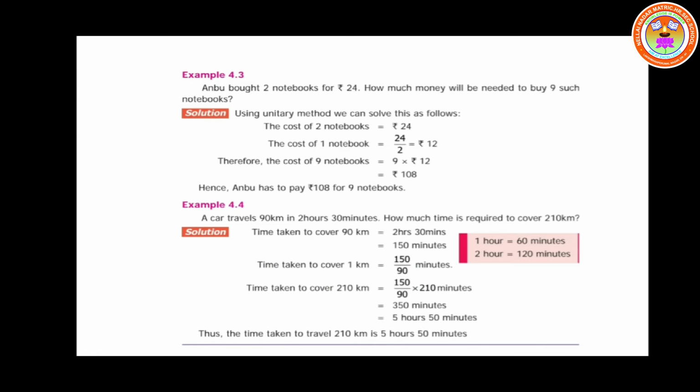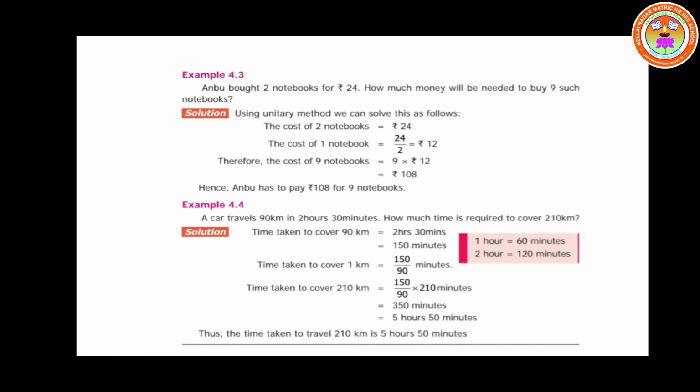The time taken to cover 90 km is equal to 2 hours 30 minutes. Let us convert everything into minutes. So 1 hour equal to how many minutes, children? Yes, very good. 60 minutes. So 2 hours equal to 2 into 60 is equal to 120 minutes. Now they had given 2 hours and 30 minutes. So add this 120 with the 30. So you will get the answer 150 minutes.